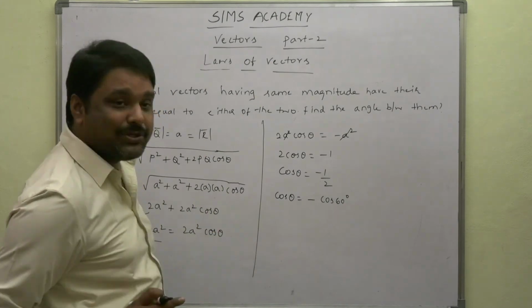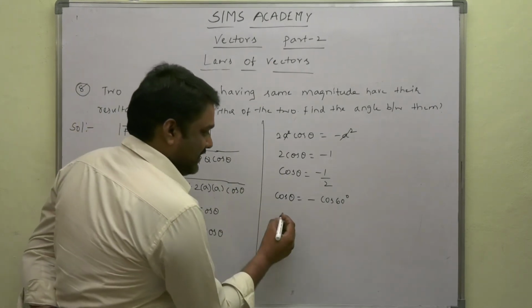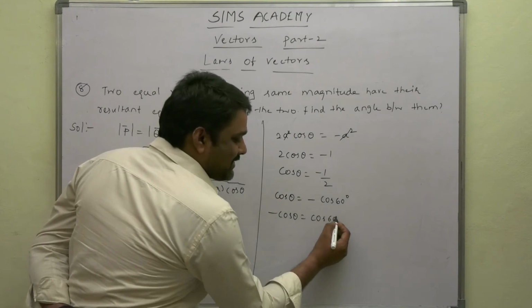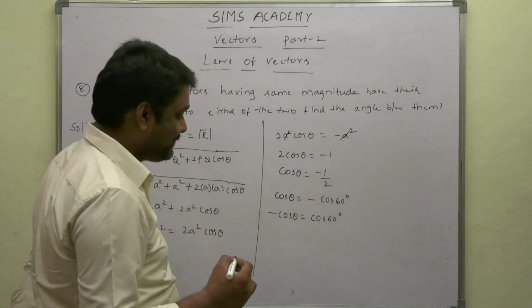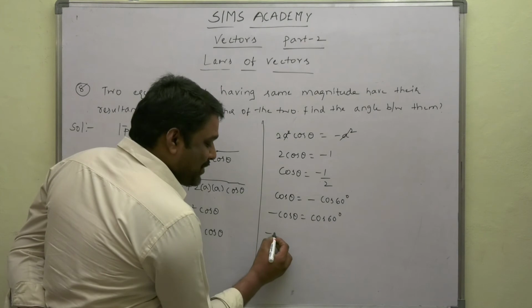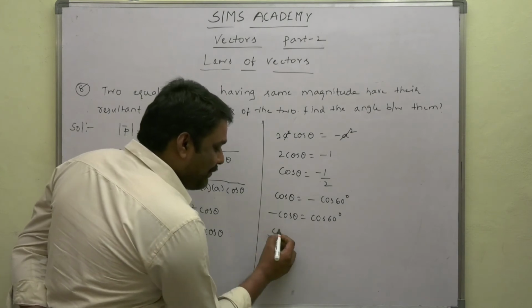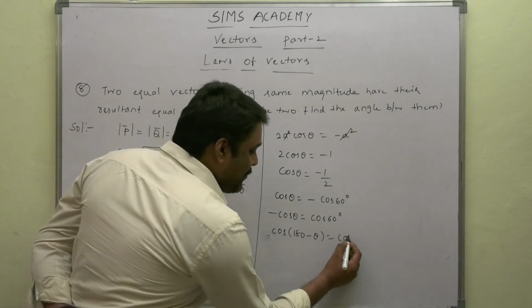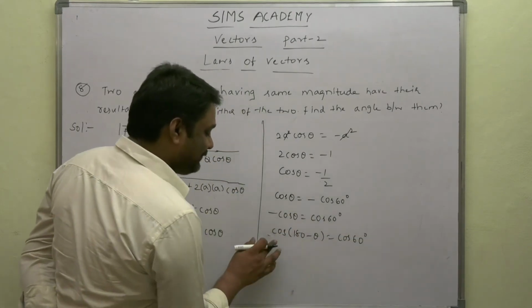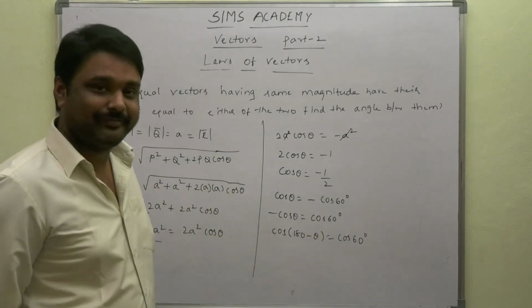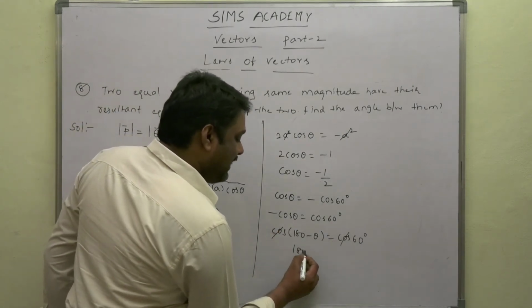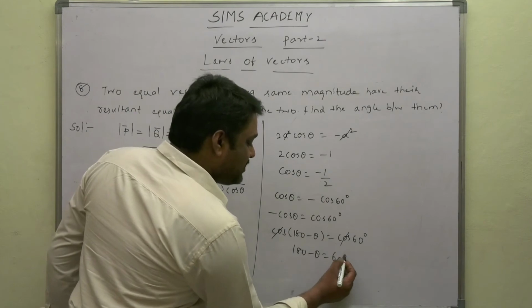Let us send this to this side. It becomes easier for us. Minus cos theta equals cos 60. Okay. When do we get minus cos theta? Cos of 180 minus theta equals minus cos theta. Cos 60 degrees. Now cos gets cancelled. 180 minus theta equals 60 degrees.